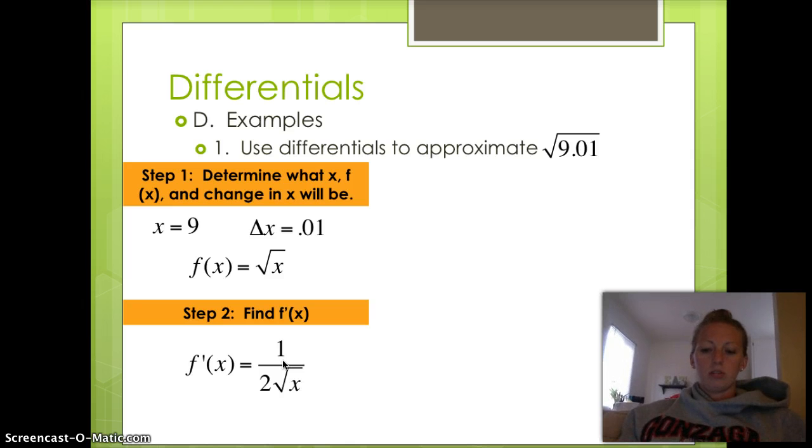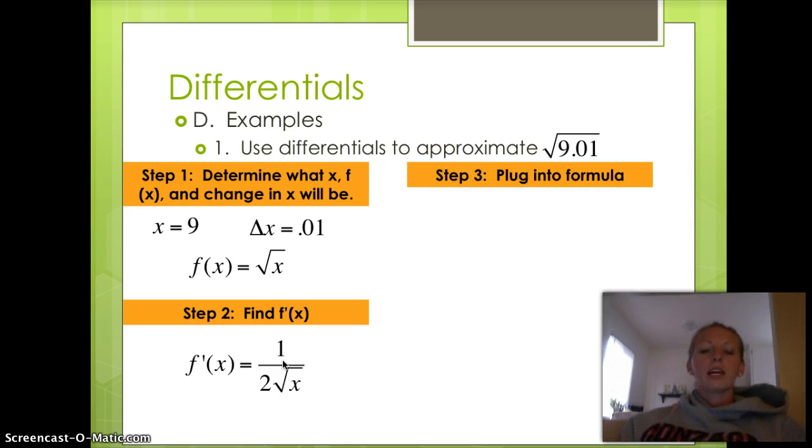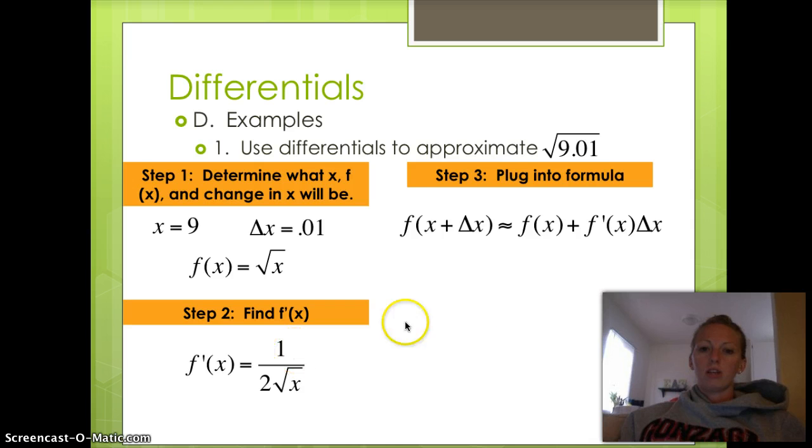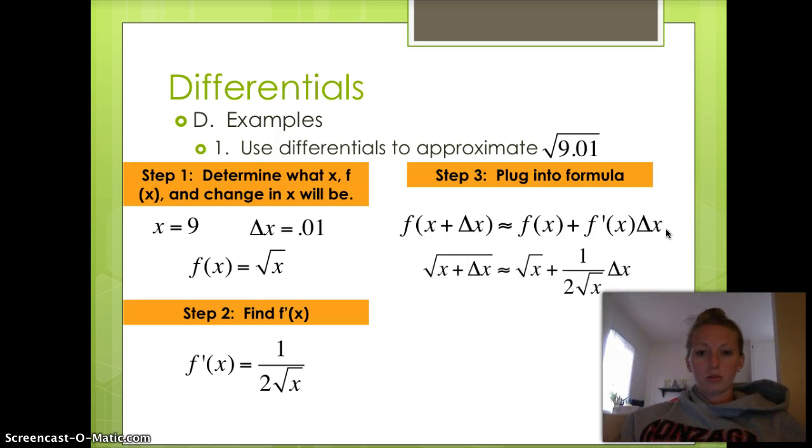So that's step 2, take the derivative. Step 3, plug everything into our formula. So recall our formula from the last slide. It's f of x plus change in x, where x equals 9 and change in x is 0.01, is approximately equal to f of x, which is right here, root x, plus f prime of x times change in x. So we're going to use our numbers.